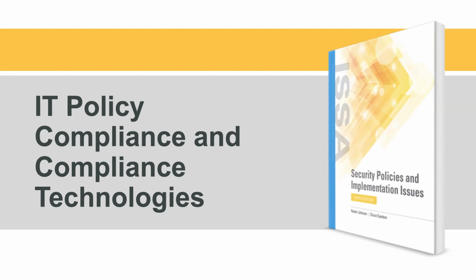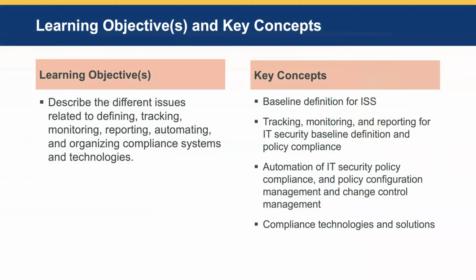And so in order for us to best understand how we can comply with specific laws, we'll focus on a number of different aspects that need to be considered. When working to understand IT policy compliance and compliance technologies, some of the key objectives and concepts we'll focus on are ensuring that we're able to describe the different issues related to defining, tracking, monitoring, reporting, automating, and organizing compliance systems and technologies.